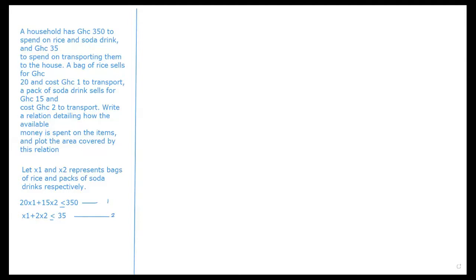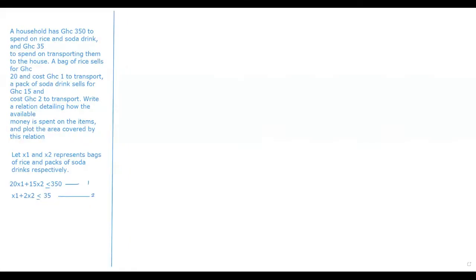All right. So with the second equation, we were given 35 cedis to spend on transport. So that one becomes our resources. The resources come after the equation or inequality sign. So that's the 35 cedis here. And we are saying that a bag of rice sells for 20 cedis and costs 1 cedi to transport to the house.